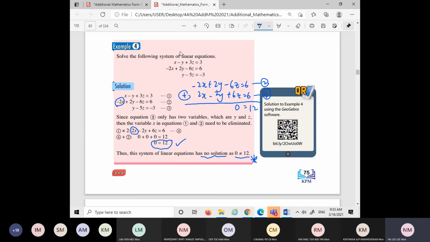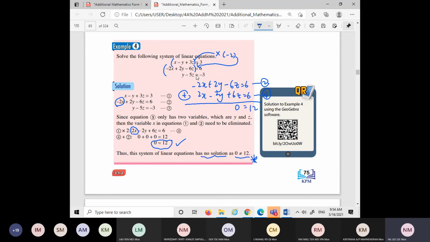I try to help you in this way. If you see this one, we don't look at the coefficient on the right. We just concentrate on this one. You can see actually this one you times with -2, you will get this one. So -2 times x is -2x, -2 times -1 you get positive 2y, -2 times positive 3z you get negative 6z. This type of system of linear equations has no solutions.